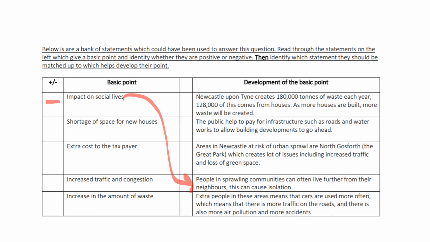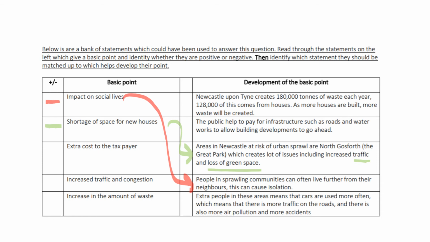The next one then says there's a shortage of space for new houses. So if there's a shortage of space for new houses, where are they going to build them? Well, if there's no space left in the city, then they might have to move into the rural areas. So this is talking about this one here. Areas in Newcastle are at risk of urban sprawl, such as North Gosforth, which creates lots of issues, including increased traffic and loss of green space. So this is also a negative impact. Let's do one more together.